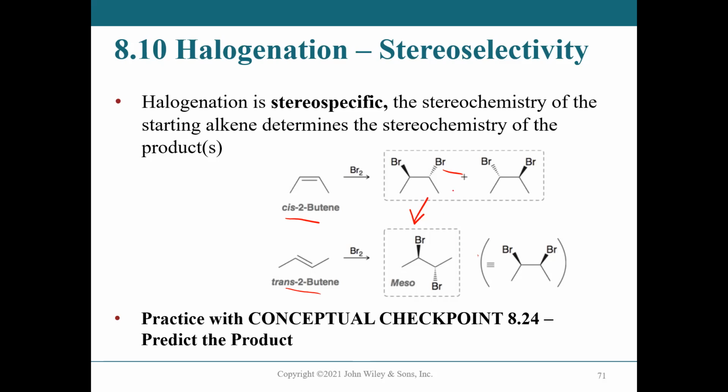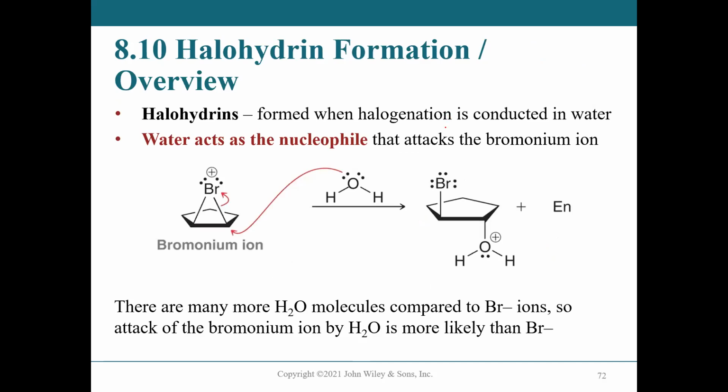And then we come to this topic where we're going to react these bromonium ions with water. So halohydrins are formed when the halogenation is conducted in water. Water can act as a nucleophile that attacks the bromonium ion. Obviously we're going to get the enantiomer. And there are many more water molecules compared to bromide ions. So the attack of the bromonium ion by water is more likely than by bromide.